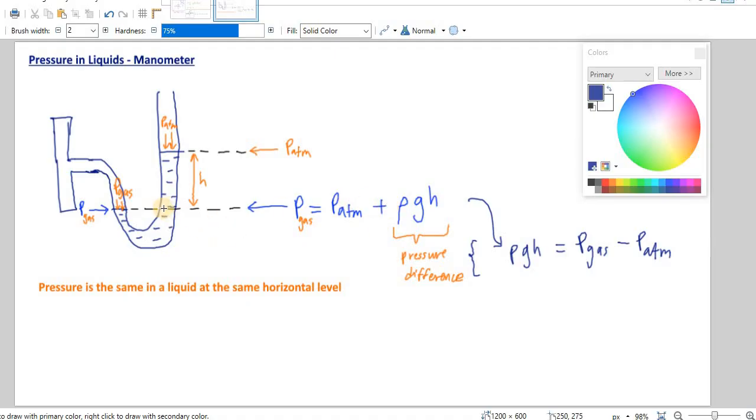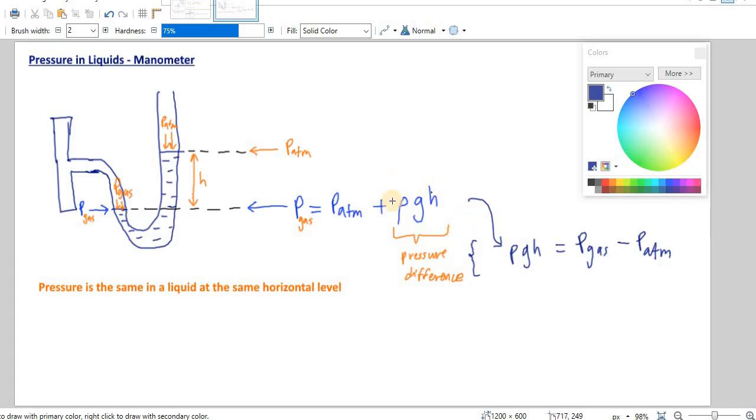The pressure here is equal to the pressure of this column of liquid plus the pressure due to the atmosphere, because all of that is pushing down here, and due to the weight of this there is pressure here also. So the pressure here, which is equal to the pressure there, which is equal to the pressure of the gas, is equal to the atmospheric pressure plus the pressure due to the column of this liquid. The pressure due to the column of this liquid is rho g h. Now you can see this is the pressure difference between the pressure of the gas here and the atmospheric pressure.